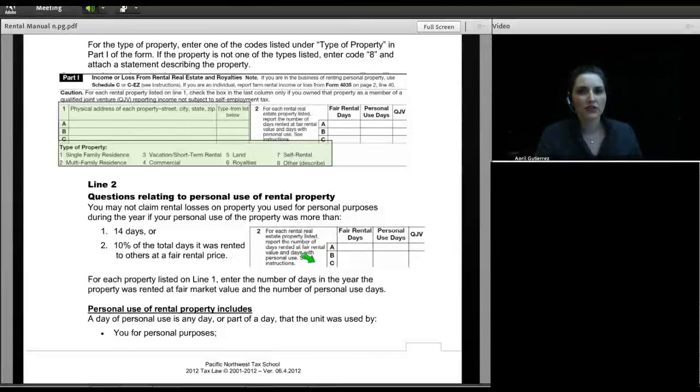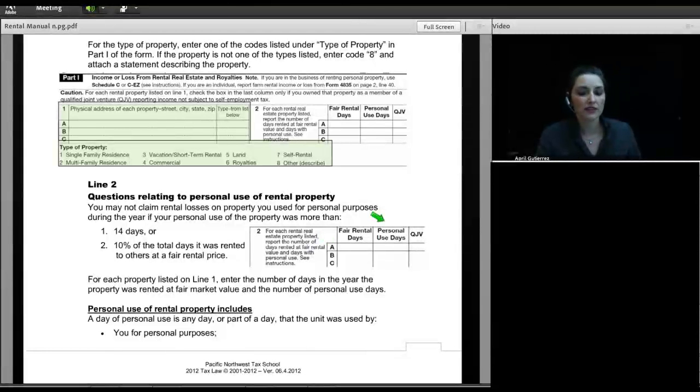Now, in the past, this question was, did you use the property for personal purposes more than 14 days or more than 10% of the days rented? And that was perhaps confusing to large numbers of people. So now the IRS actually wants you to enter the number of days it was a fair rental and the number of days you used it. So the number of days it was a rental might be the question, and so might the number of personal use days.